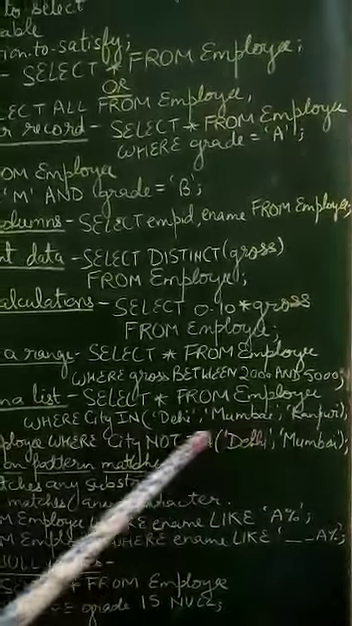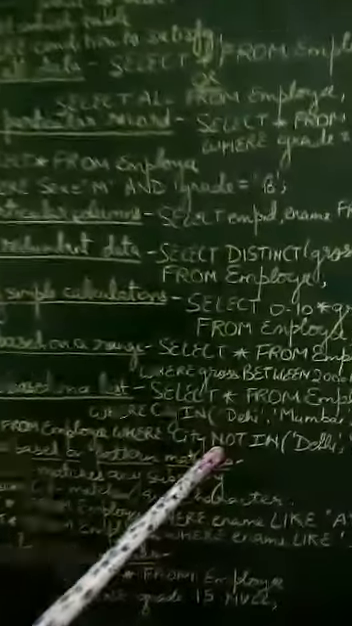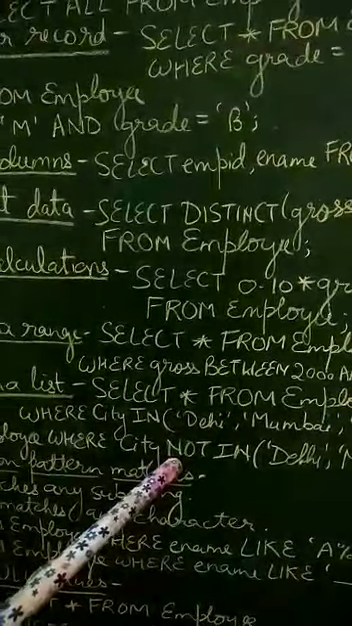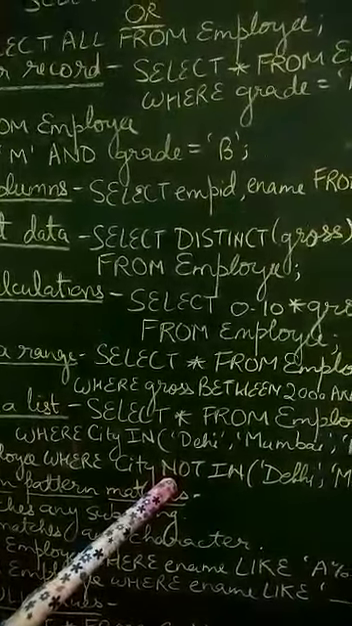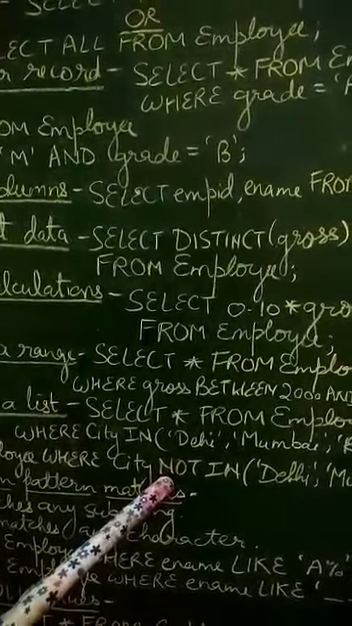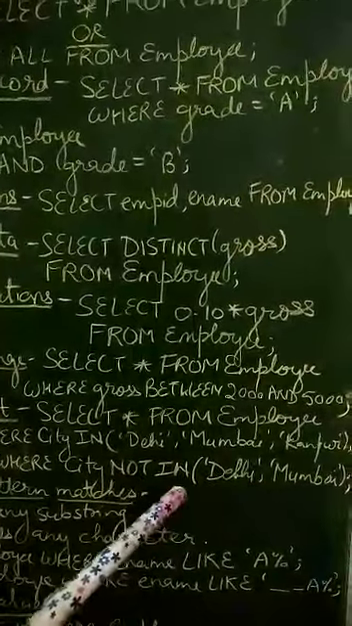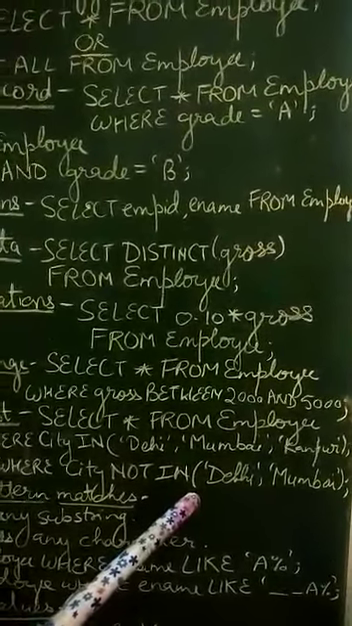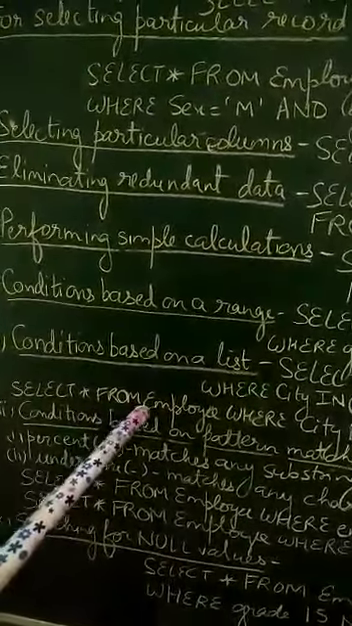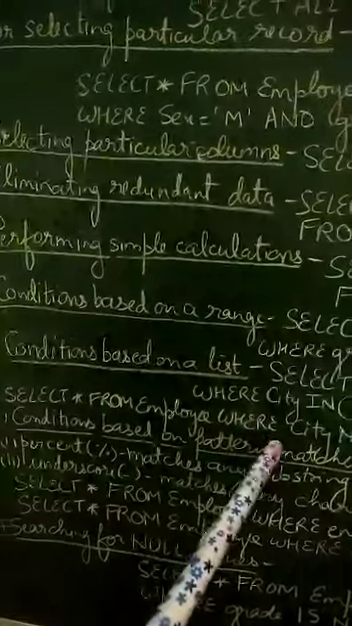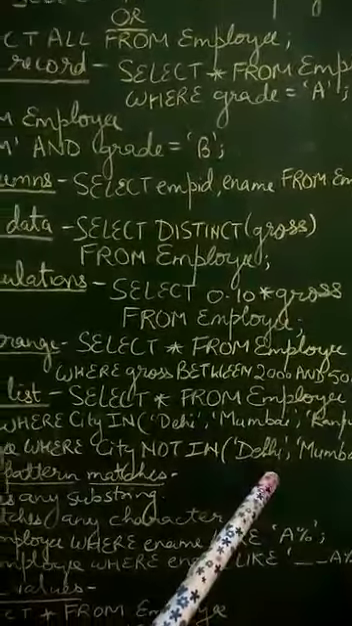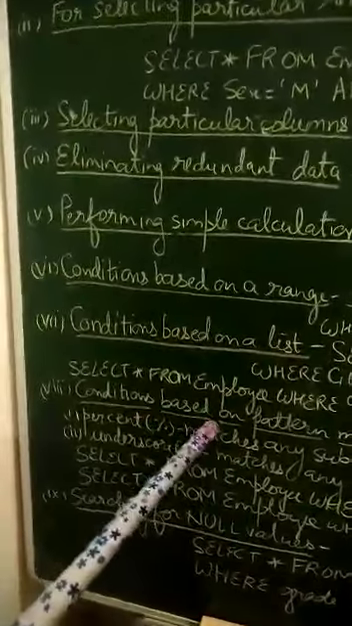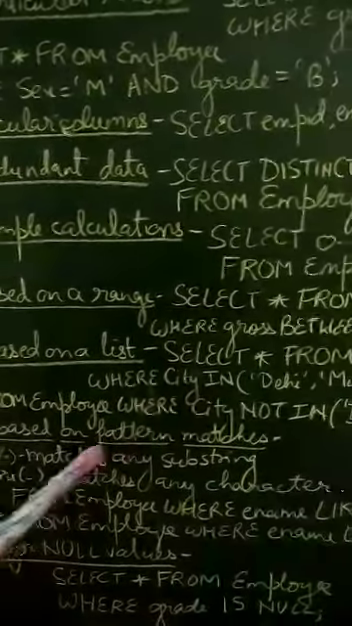In a similar way, the not in operator finds rows that do not match the list. For example, to display a list of employees who are living in cities other than Delhi and Mumbai, you can give the command as select asterisk from employee where city not in ('Delhi', 'Mumbai'). Is that clear?